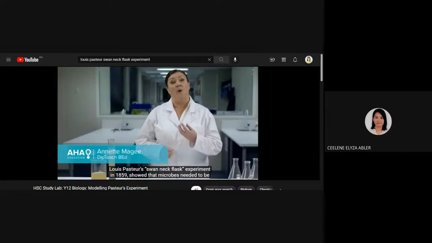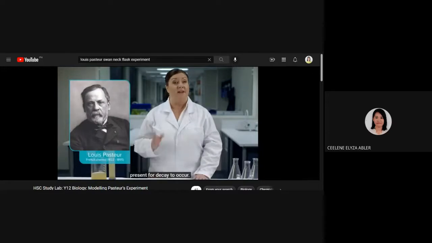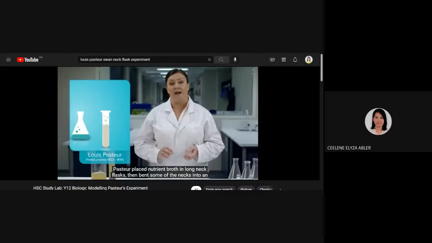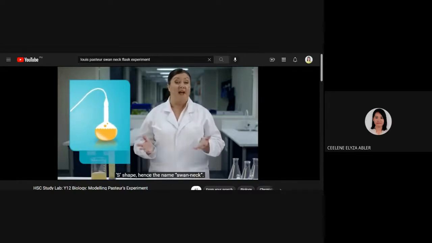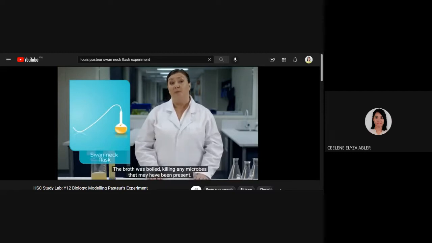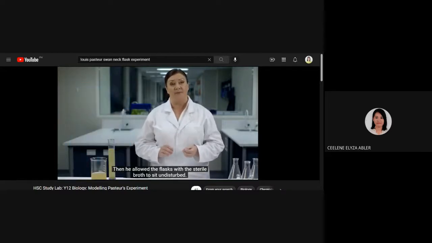Louis Pasteur's swan neck flask experiment in 1859 showed that microbes needed to be present for decay to occur. Pasteur placed nutrient broth in long neck flasks, then bent some of the necks into an S shape, hence the name swan neck. The broth was boiled, killing any microbes that may have been present.